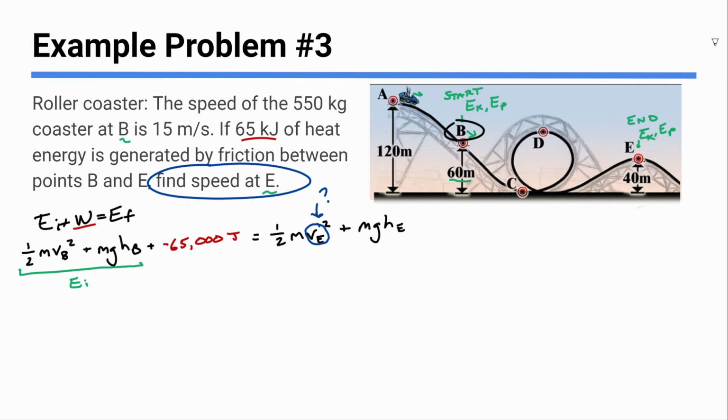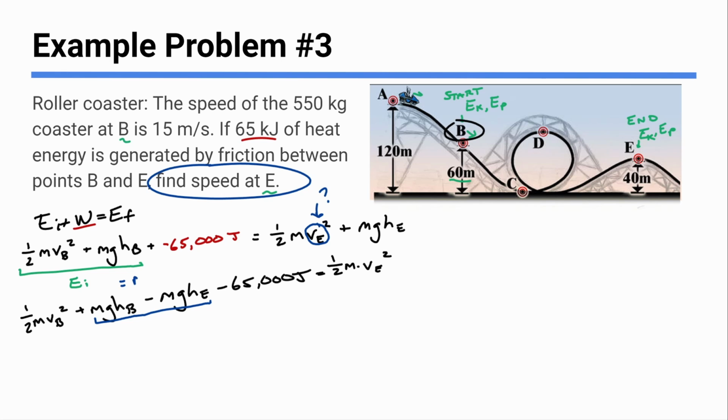I'm going to take mgh at E away from both sides first, so I'm going to write it like this, just because we can look at something. So 1/2 mvB squared plus potential energy at B, I'm going to take it away here, minus potential energy at E, minus 65,000 joules, equals 1/2 m times vE squared. I'm pointing this out because this is a common thing, and this is why we had our delta h thing, right? This is the change in potential energy, which is what our data booklet equation really gives us. I could think of this as mg times the height of B minus the height of E. That's actually my backwards change in potential energy, since it's initial minus final. But I can simplify this part of the equation a little bit if I want to.